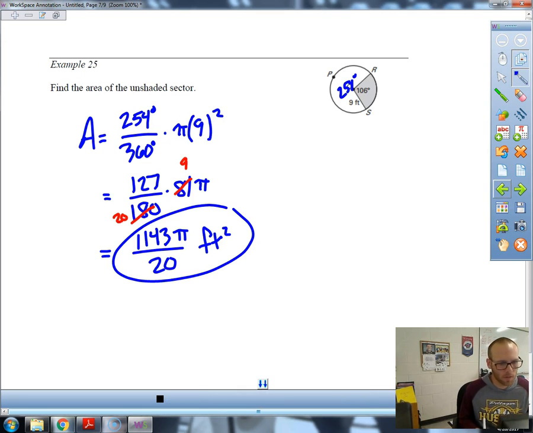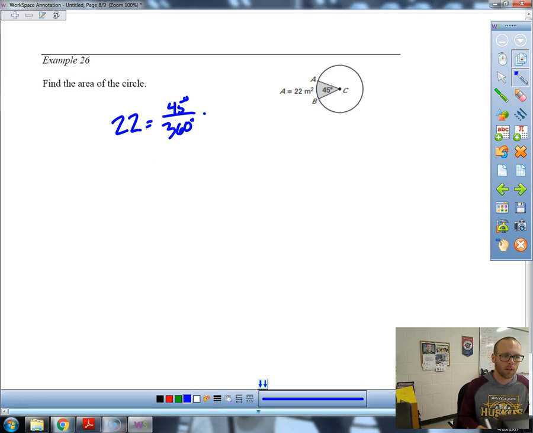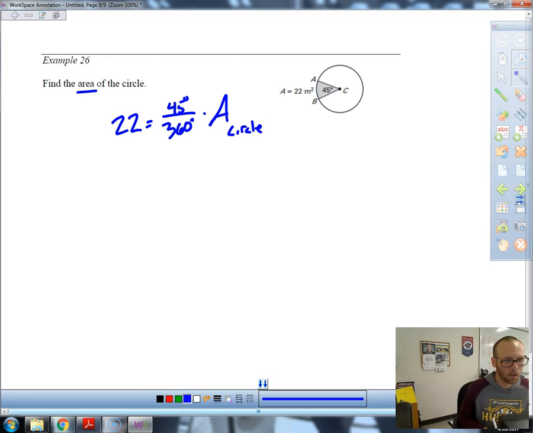What have we been doing? We've been taking the fraction times what? Pi r squared, because that's the area of the circle. We take a fraction of the area of the circle. So instead of writing pi r squared here, what do I want to find? I want to find the area of the circle. So I'm just going to leave that as the area of the circle. Okay. The area of the sector is equal to a fraction of the area of the circle. I don't need to know the radius to find the area of the circle. Take a look at this.